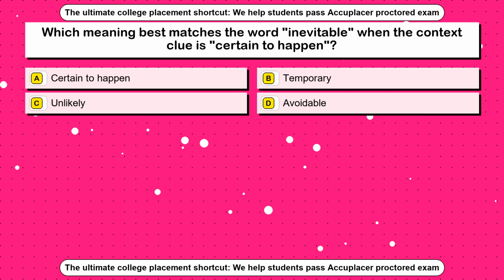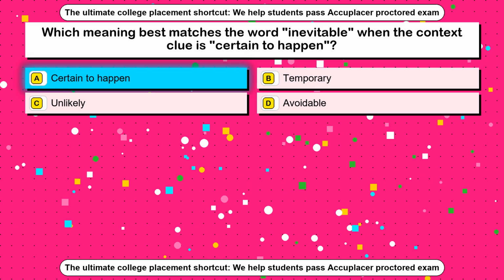Question 97. Which meaning best matches the word inevitable when the context clue is certain to happen? Option A, certain to happen. Option B, temporary. Option C, unlikely. Option D, avoidable. The correct answer is option A, certain to happen.